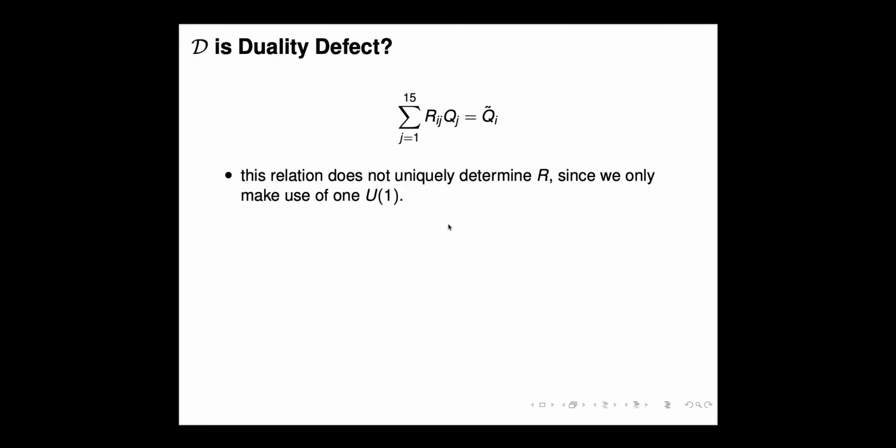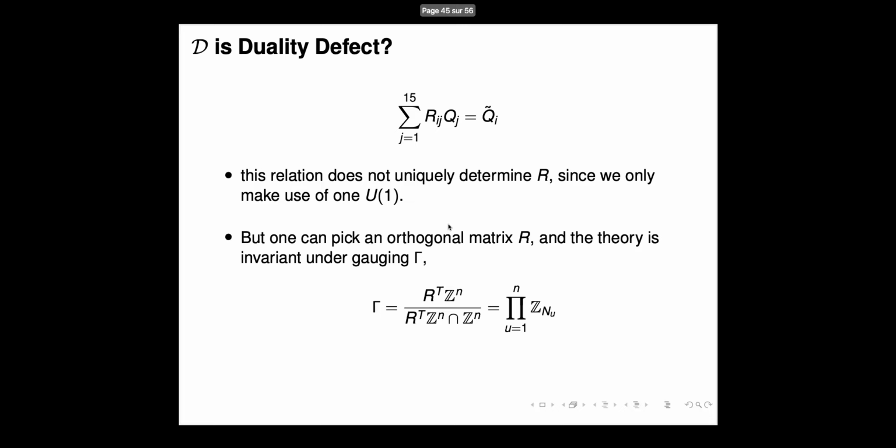So how do we show? Okay, so first of all, this relation, as I mentioned before, does not uniquely determine the R. If you apply the previous operation, R is not uniquely determined. But maybe you can just pick one solution of R satisfying the top equation, and apply the algorithm that I sketched before, and you just explain that the fermion is invariant under gauging this group.